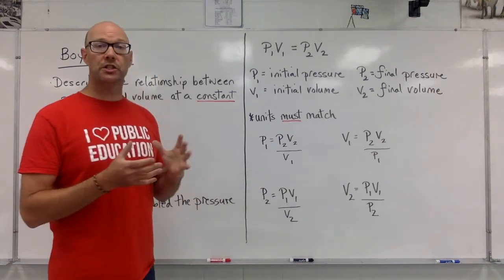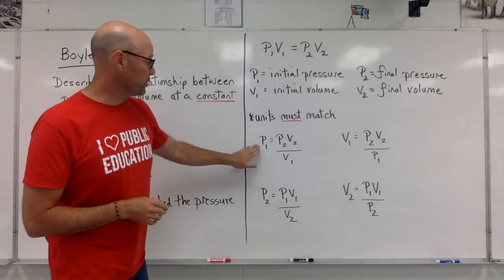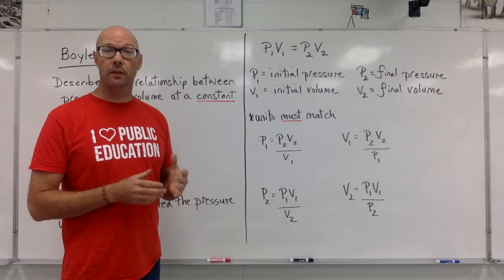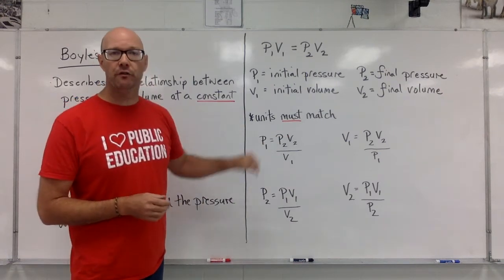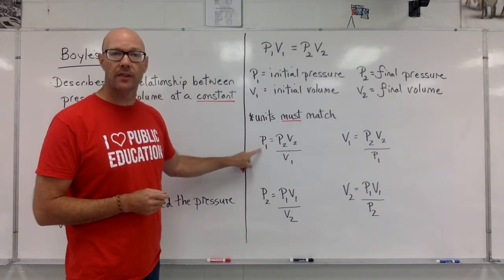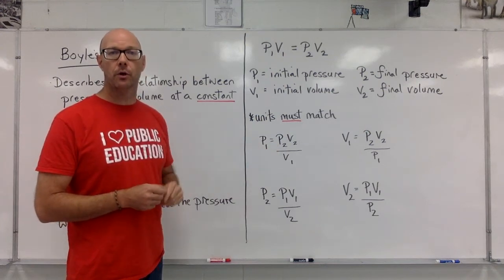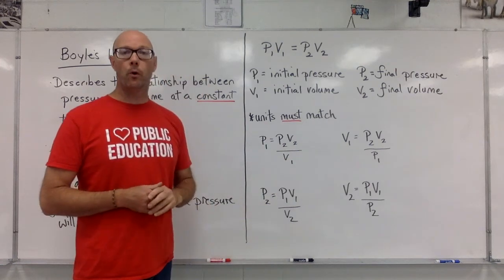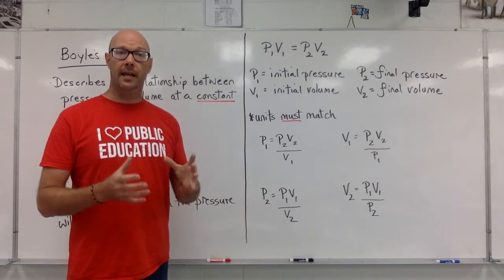As long as the units match, things will work out. If we were solving for P1, which is P2 times V2 over V1, the units for the two V's will cancel off, and whatever units we had for P2, that's what our answer is going to come out as. We need to be conscious of that. The same if we're working for volume or the other pressure. We need to take our time.